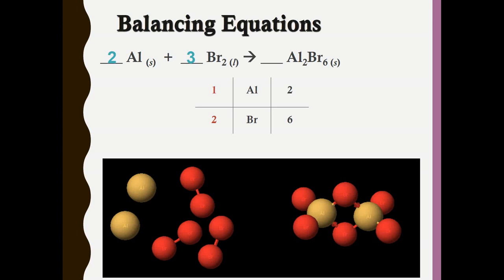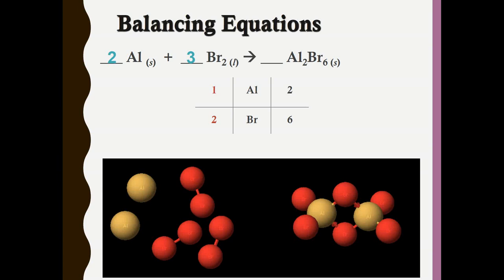Now, if you go by the first technique, you can just make 3 columns, and in the middle column you can write down the elements that are in the equation. On the left side, you can put down all the element numbers that are on the left side of the equation, and on the right side you can put down all the element numbers that you have on the right. So for this equation, I have 1 Al on the left side, but 2 Al on the right side. For bromine, I have 2 bromine on the left side, but 6 bromine on the right side.